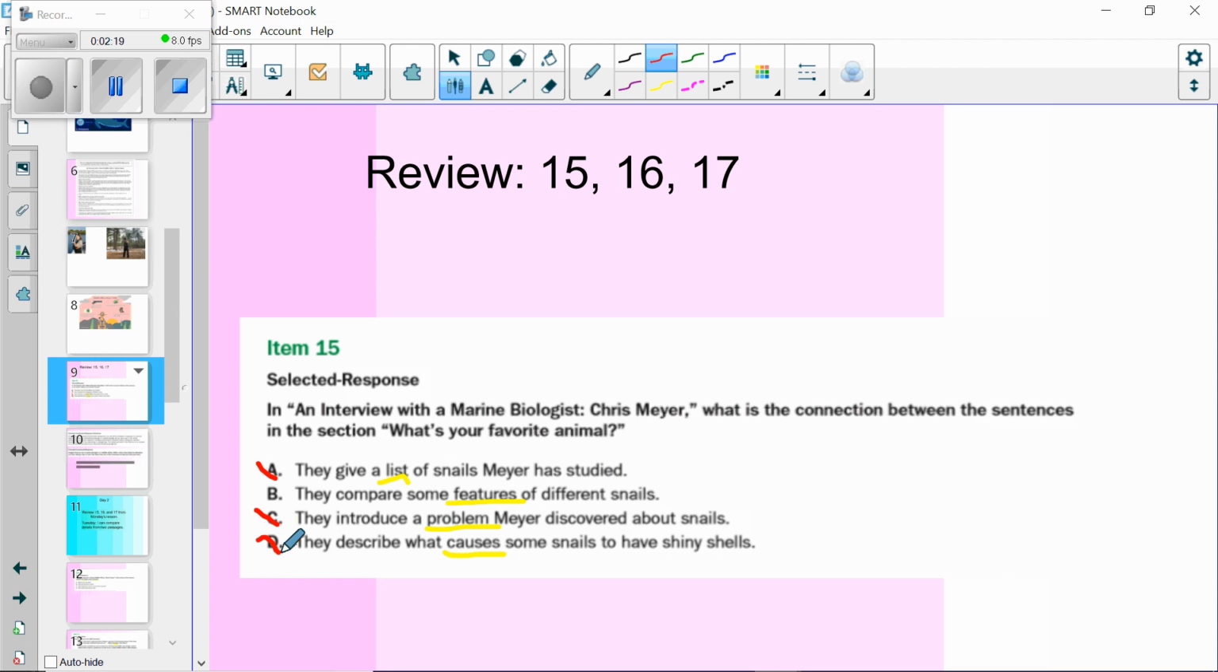And the reason that this is correct is because Meyer uses comparison to help explain why the cowrie is a special snail and it's also his favorite. So choice B is correct. If you did not circle choice B on your answer, go ahead and circle choice B so you can use this packet as you review. Now we're going to go to question 16.